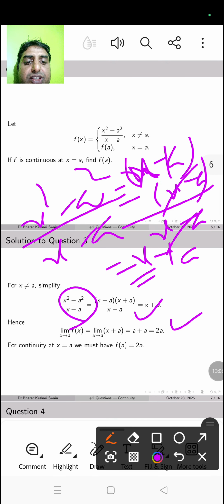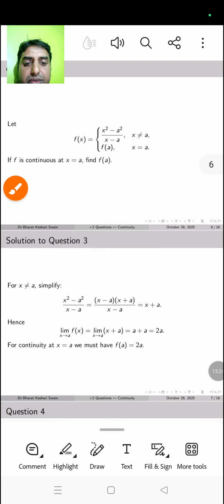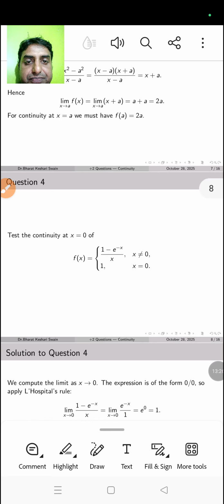So the limiting value is 2a, and the functional value is f of a, and that's why the value of f of a is 2a. Okay, so this is the thing we have to remember, that limiting value is equal to functional value, and in every case we can apply the same theory. Now come to another question.